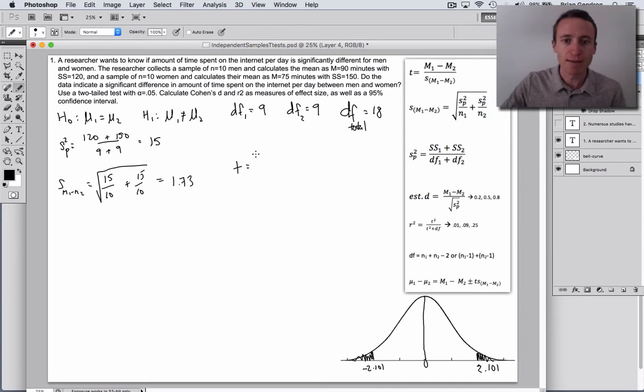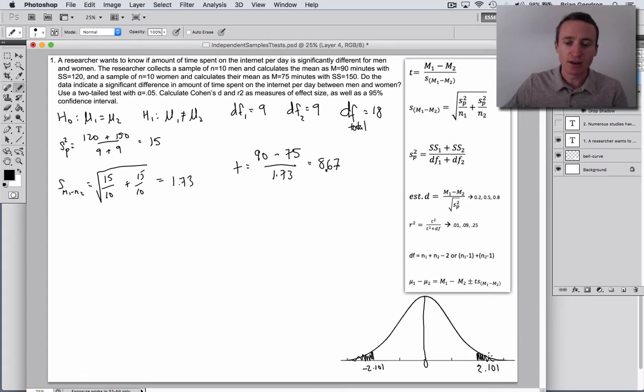All right, so M1 for men was 90. Compare that to M2 for women, 75. And then divide by the estimated standard error of 1.73. So it looks like it's going to be a pretty large difference, 8.67. The difference in internet usage between men and women, these two samples, was 8.67 times larger than what would be expected by chance alone.